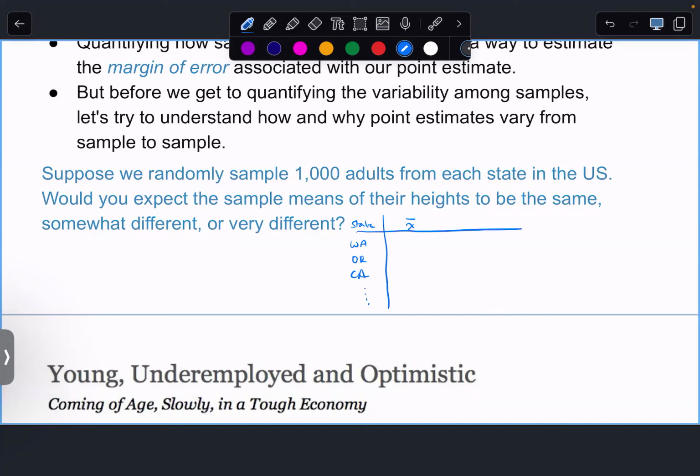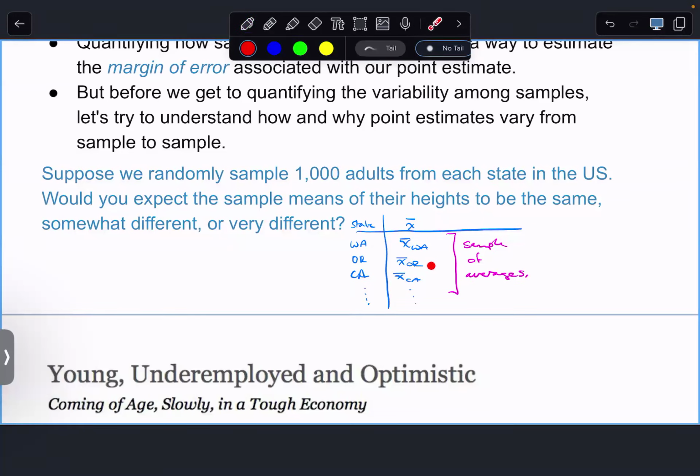Some states. So I've got 1,000 adults randomly sampled from each state, right? Which means that I'm going to have some average for Washington, some average for Oregon, some average for California. Really, what I have then is, in the background, a sample of size 1,000 for each of these states, right? But then I've condensed it to just a sample of these averages, right? And so now I have a sample of averages.